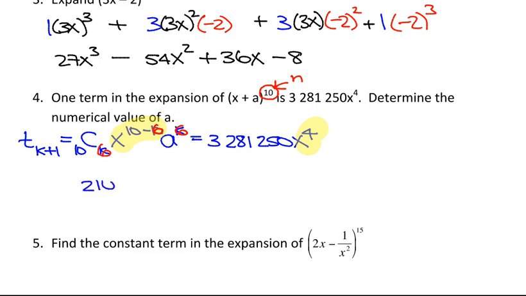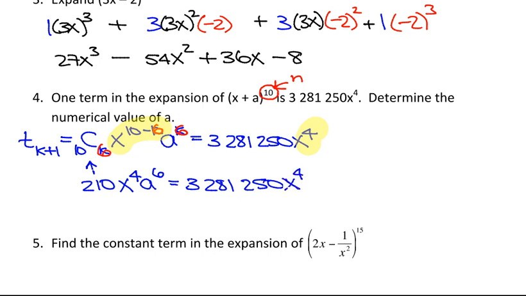Okay, on your calculator, no worries. Then I have X to the 4, A to the 6. I'm going to re-highlight. There we go. So 210 was this that I evaluated. X to the 4, A to the 6 is equal to 3,281,250 X to the 4.